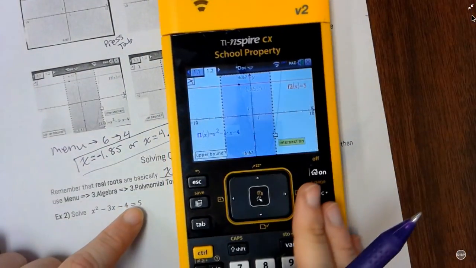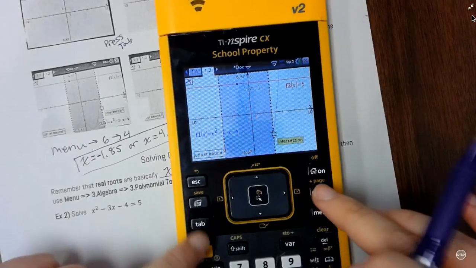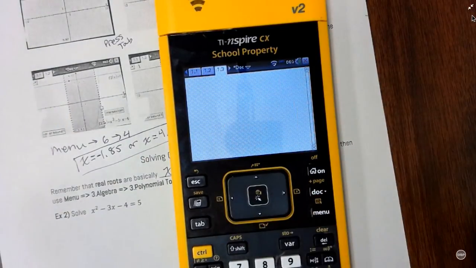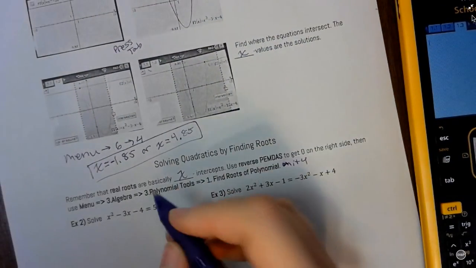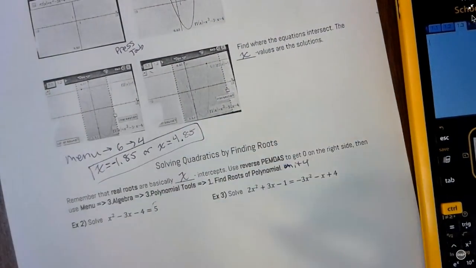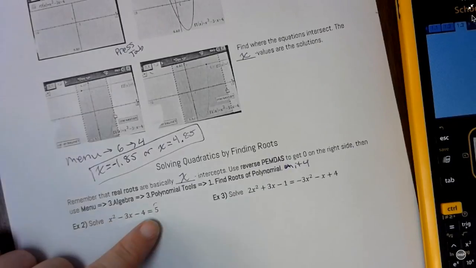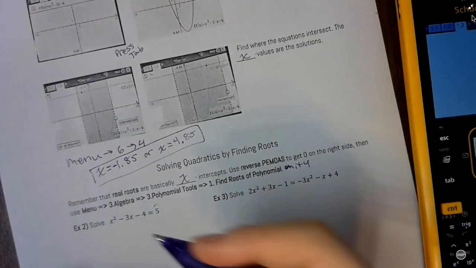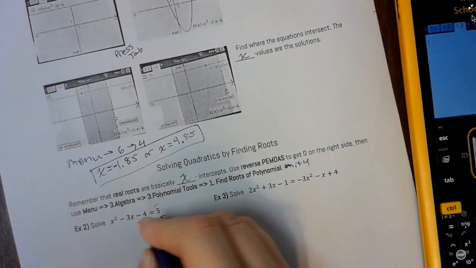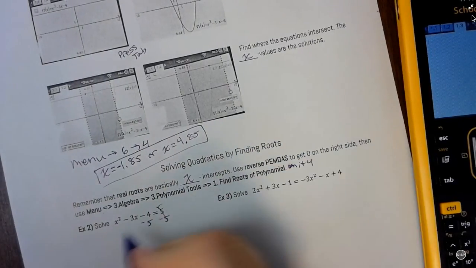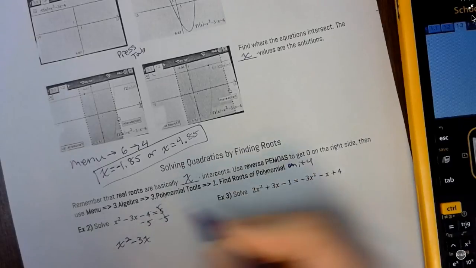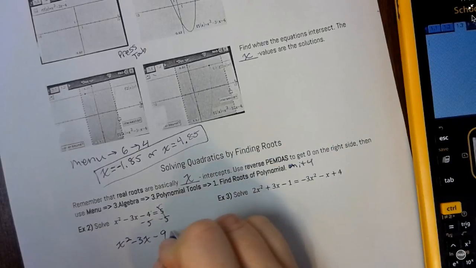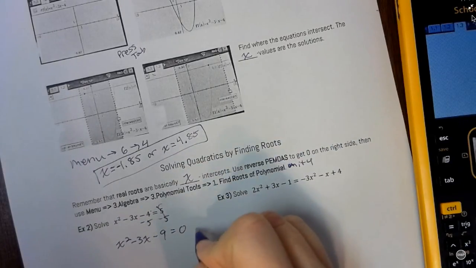So here's how this will work. Open a calculator page. And then, well, let's not do that yet. Let's first get this in the right form. I want this to be a 0 right here. So that means I need to cancel that 5. And the way I do that is by subtracting 5 from both sides. And make sure you're combining like terms. So x squared minus 3x, and then minus 4 minus 5, that's negative 9, equals 0. So this is what I want.